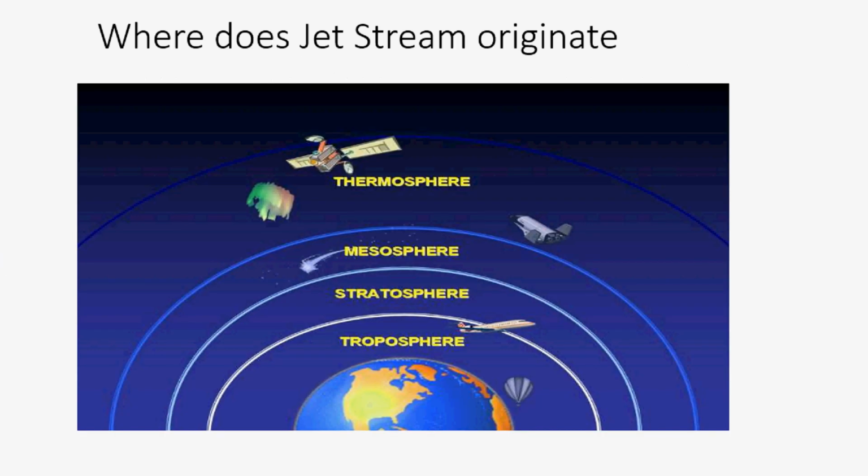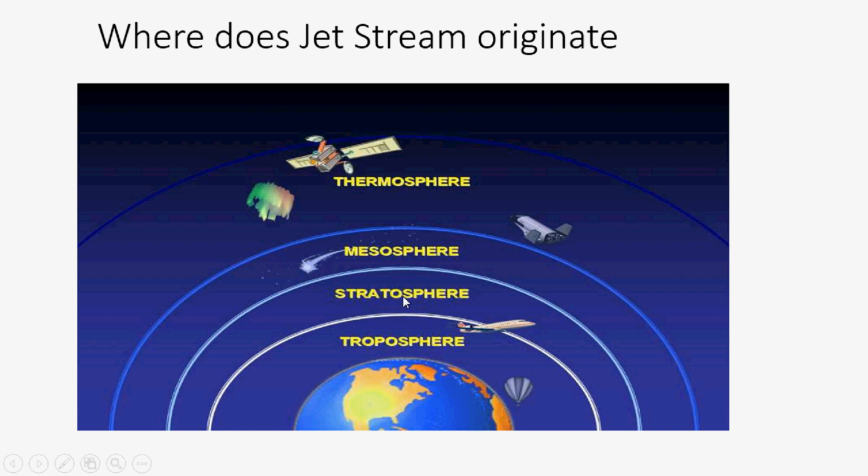Now the next question is, where does the jet stream originate? As you know, our atmosphere is divided into various layers. We have the troposphere, stratosphere, mesosphere, thermosphere, and the outermost one is called the exosphere. Let me give a small brief about these layers. In the troposphere, we have the atmosphere that is fit for human beings to live in. Then after the troposphere, there is a layer called the tropopause, which divides the stratosphere and the troposphere.